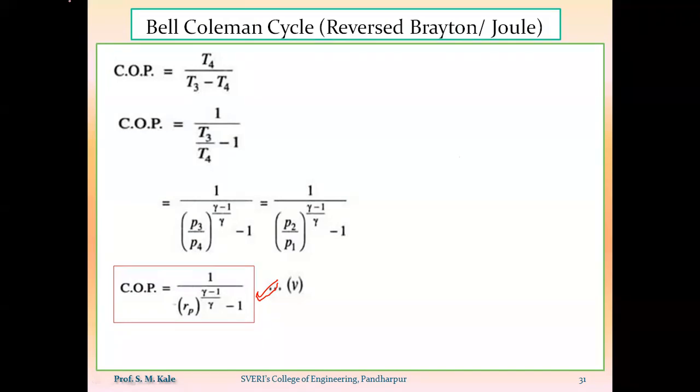If your exam will be an offline exam, then this derivation part may be asked in your university exam. That means: derive that COP of Bell-Coleman cycle is given by COP is equal to 1 upon Rp raised to gamma minus 1 upon gamma, minus 1. This question is asked most of the time in your university theory exam for 7 to 8 marks.